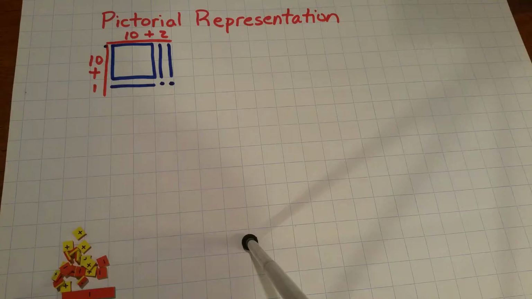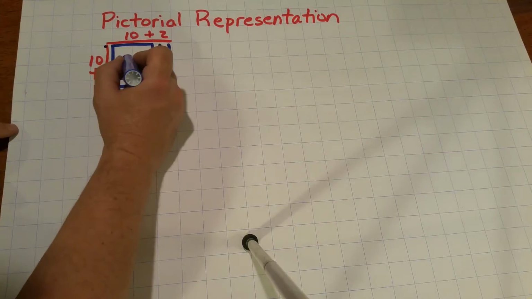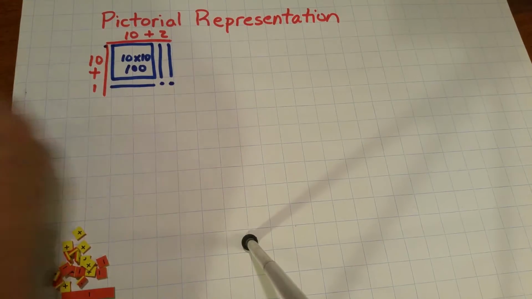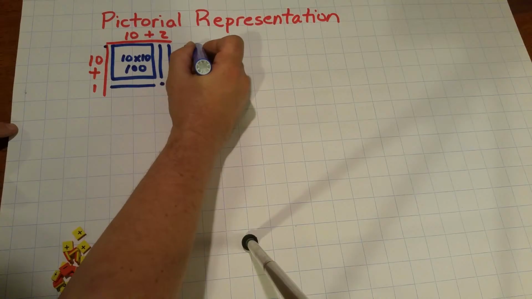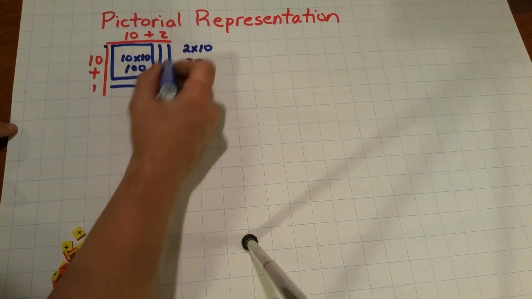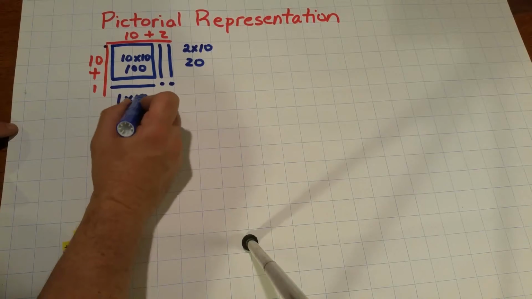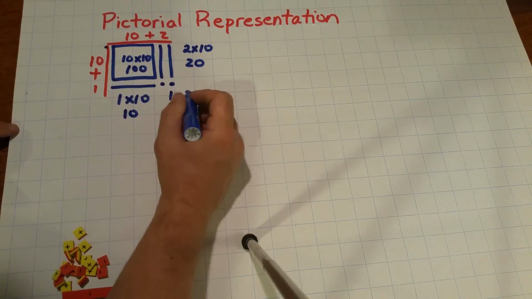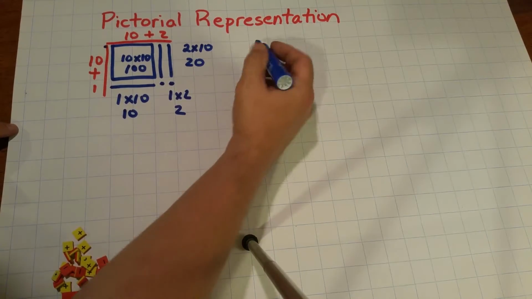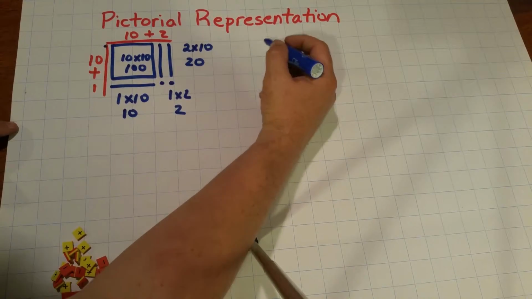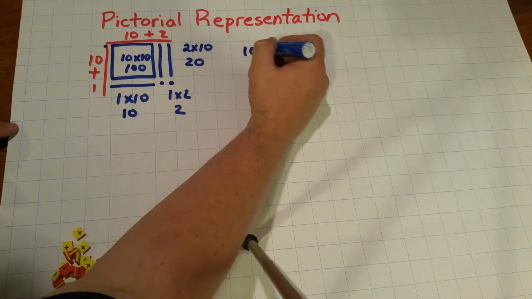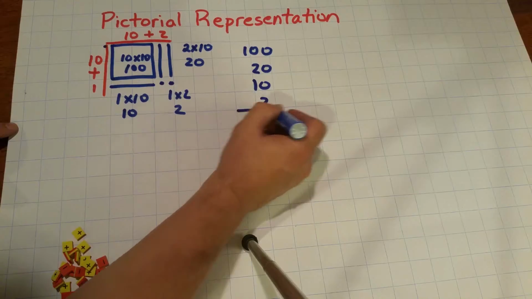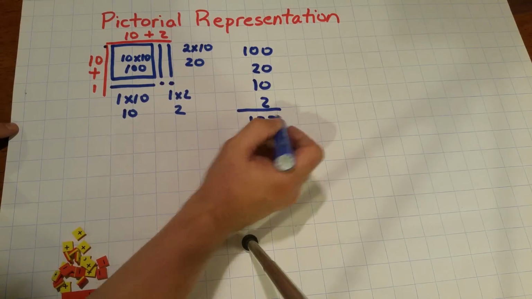It's important that students recognize that this is a 10 by 10 or 100 flat, and this is a 2 by 10 or 20 portion, and this is a 1 by 10 or 10 portion, and this right here is a 1 by 2 or 2 portion. Now, starting to prepare them for the partial products method, this now becomes 100 plus 20 plus 10 plus 2, and that adds up to 132.